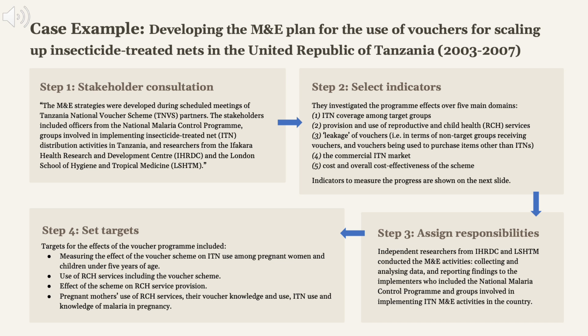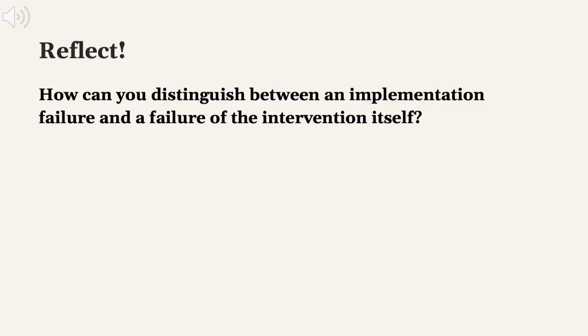Finally, the team set targets for the voucher program. These targets helped measure the effectiveness of the scheme in specific areas. For example, targets were set for the impact of the voucher program on ITN use among pregnant women and children under 5, as well as for RCH service use and the effect of the voucher scheme on RCH service provision. Other targets focused on pregnant mothers' knowledge of the voucher system, their use of ITNs, and their understanding of malaria in pregnancy. So, those are all the major components of developing, planning and conducting an IR project.